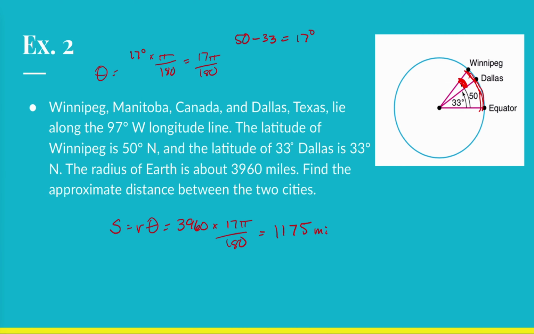Now you could convert 50 degrees times pi over 180 and 33 degrees times pi over 180 to get two different angle measures and then find two different arc lengths and then subtract them, but that's a lot more work. Easier to find the central angle between Winnipeg and Dallas first, and then you only have to do this once.